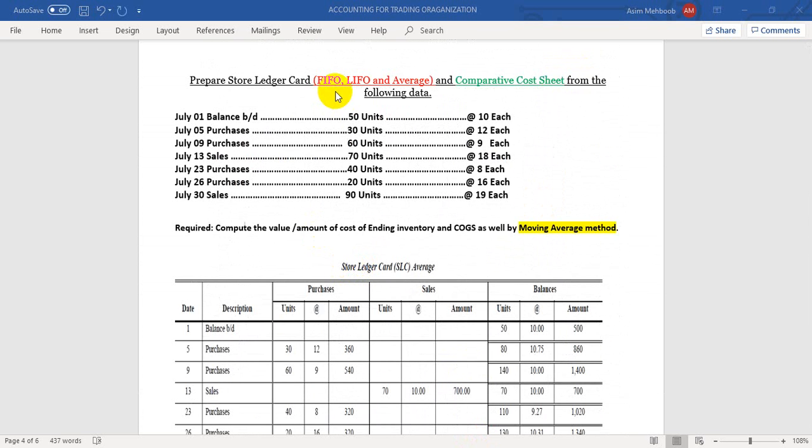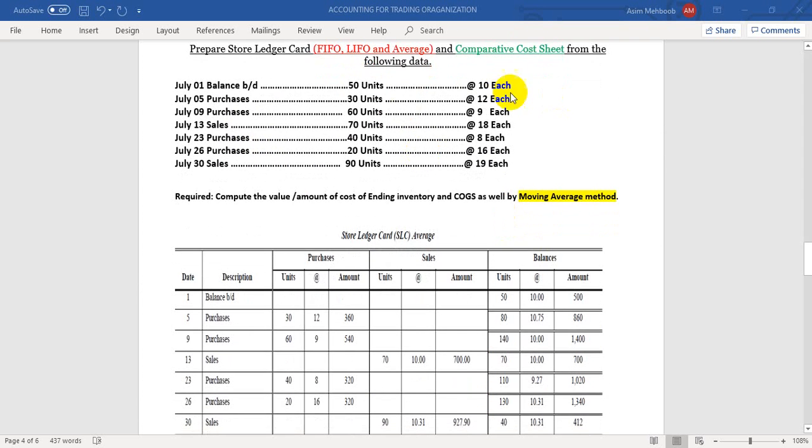Now guys, we have done FIFO and LIFO. Now we have to start the moving average method, or average method, and then we will compare the cost sheet. Okay guys, if you see here, this is the balance of 50 units. You will just copy 50 units at the rate of 10. 50 into 10 is 500. You purchase 30 units. So there are three columns: purchase, sales and balance. You will write down in the purchase 30 units at the rate of 12.